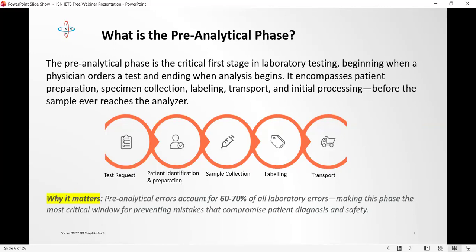There are risks in specimen collection and patient preparation. Labeling of samples carries its own risk, and transport of the sample also carries its own risk. Let's take patient preparation, for example. If a lipid profile is done on a patient who has not fasted appropriately, the triglyceride level will be elevated, right?